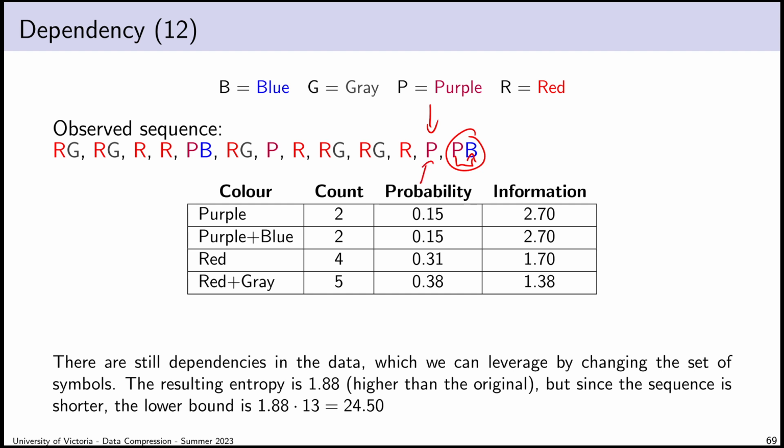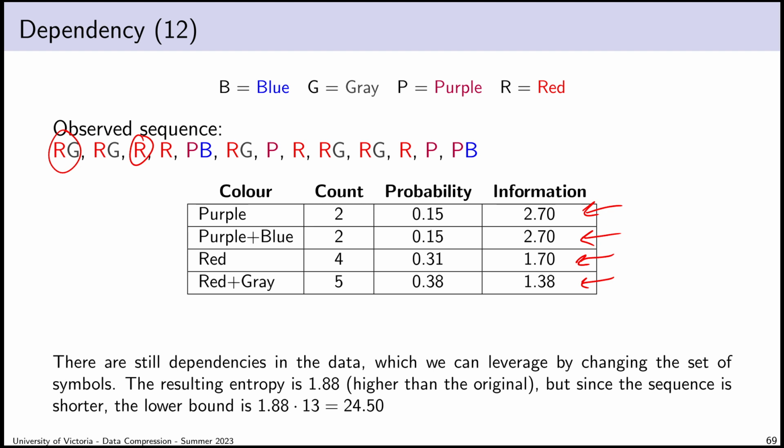So purple can exist on its own, but there's no such thing as a blue. So what I could do is make two kinds of purple symbol: purple by itself and purple plus blue. I could make red by itself and red plus gray. And then whenever I saw the red-gray pair, I encode that as a separate symbol from a red that's on its own. If I do this, I believe that I've now eliminated my dependencies.